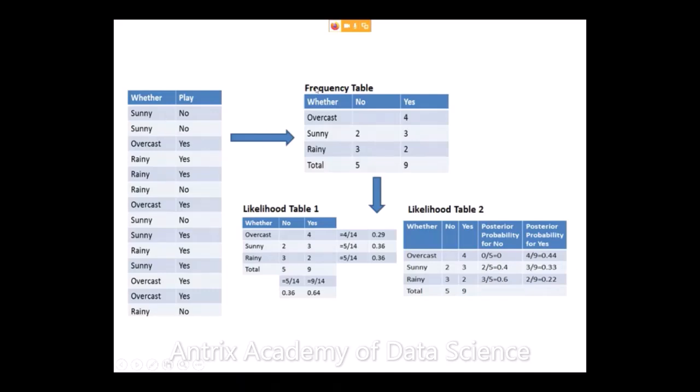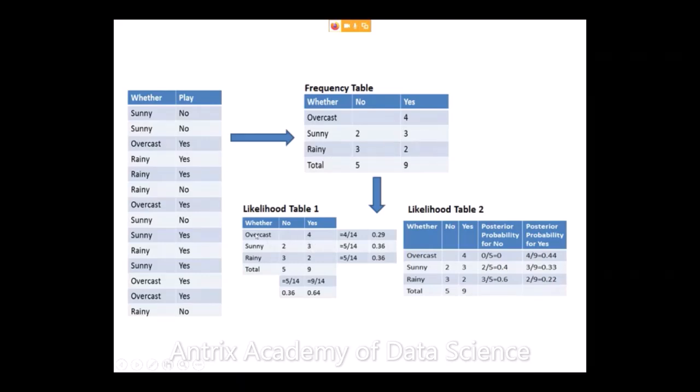Based on this set, we make a frequency table. Overcast has 4 yes, sunny has 2 no and 3 yes, rainy has 3 no and 2 yes. Vice versa, this frequency table has been created. So a likelihood table has been created based on these data values.